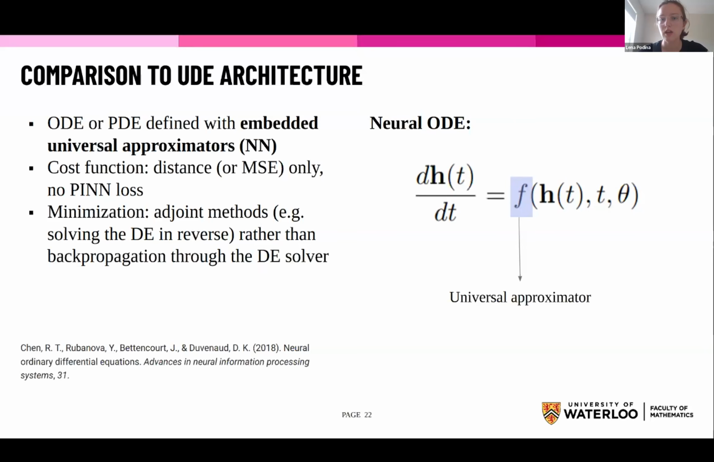On the right here, I have a neural ODE, which is a special case of a UDE. In this case, we have a variable, and the entire right-hand side of this ODE is defined via a universal approximator or neural network. The way that you would minimize this is using adjoint methods, which means solving the differential equation in reverse rather than backpropagating through the solver. They developed a method to do this in, I think, constant memory.